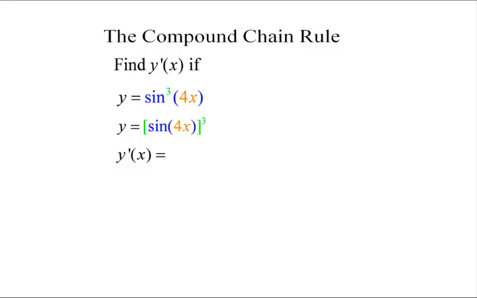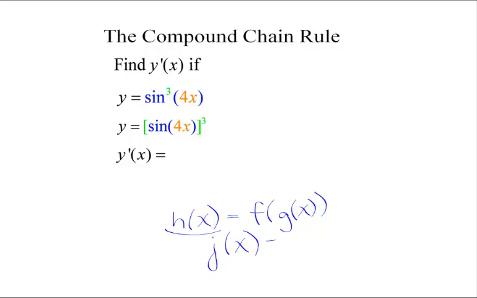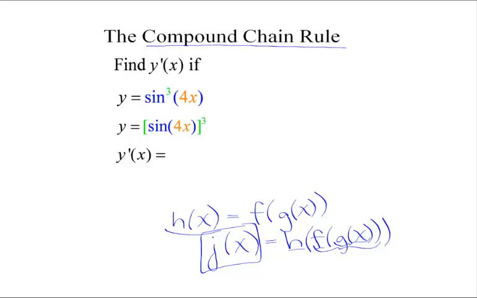The compound chain rule. What we've been dealing with is h of x defined to be f of g of x. What if we put h of x into another function machine? Let's call it j of x. Then that means we have h of f of g of x. Lots of compositions. That function was put into the f function machine. That function was put into the h function machine. And we're calling that result j of x. That is going to require the compound chain rule.